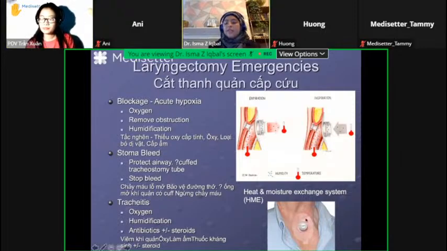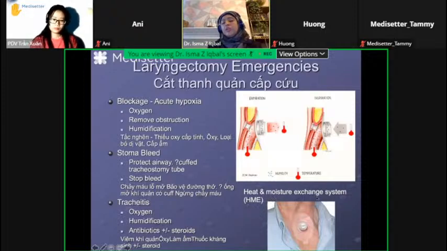So this is the device put on in a different way, where it can just be stuck on to the laryngectomy stoma. The name that we give it is an HME device, a heat and moisture exchange device.